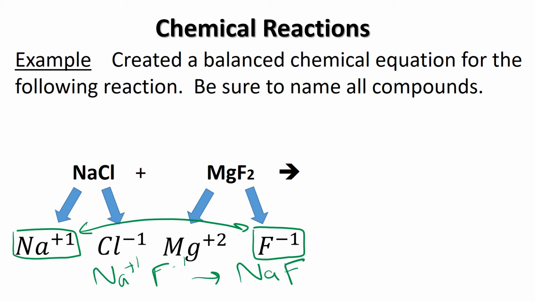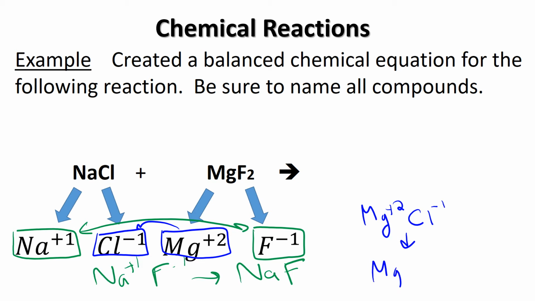Now our second compound is going to be made of the metal, which is magnesium, and it's going to pair up with the non-metal of the first compound, which is chlorine. The magnesium, which is the metal, comes first, so we need to write that one first. Remember, the positive charge always comes first. And then we have our chlorine second.